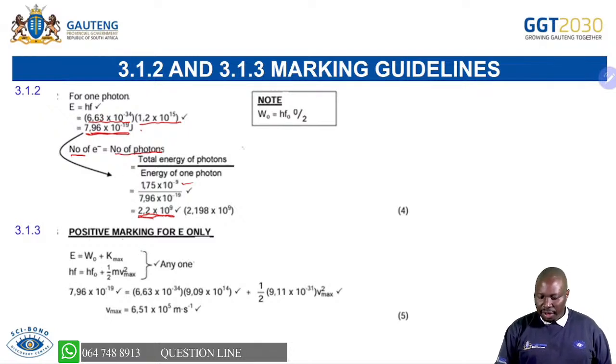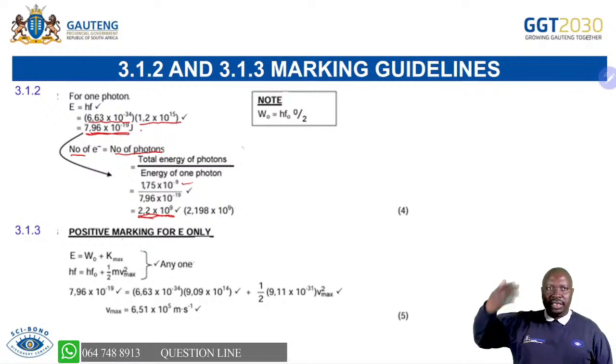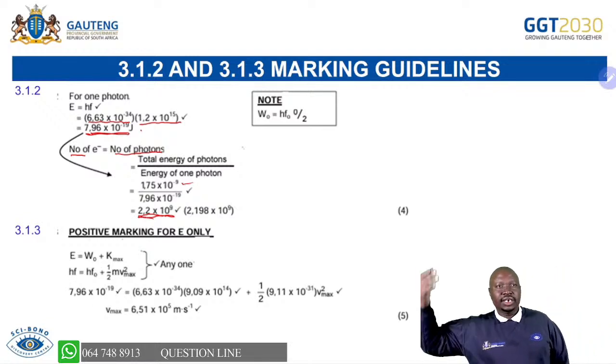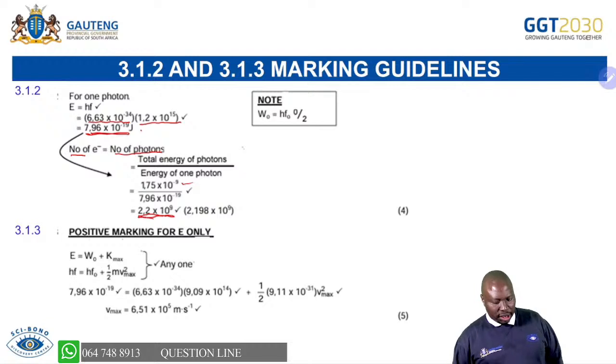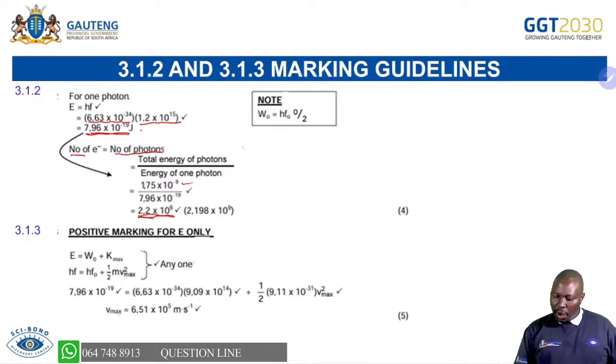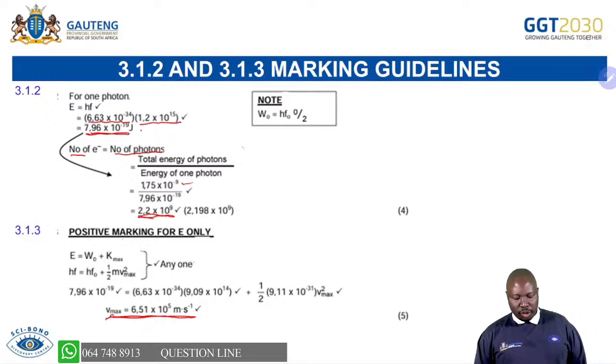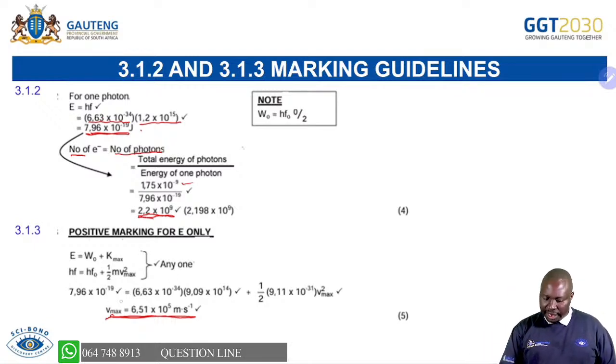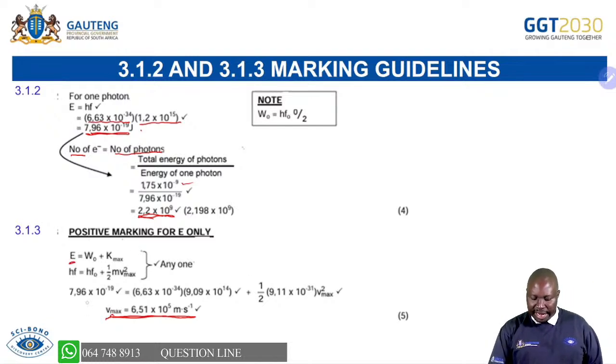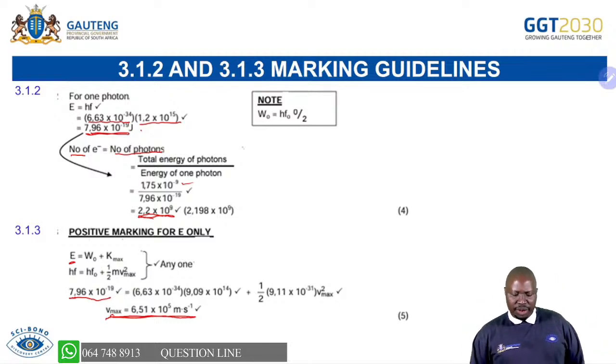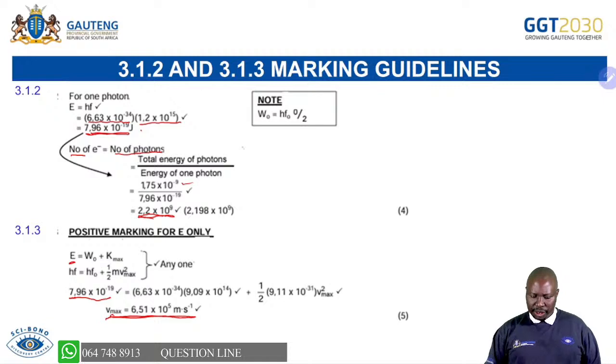Those are the number of electrons, because we are saying the number of electrons is equivalent to the number of photons. Now, on the last question, we were expected to calculate the maximum speed. Going to our equation, we were given the energy of a photon, which we calculated there as 7,96 times 10 to the power of minus 19. We use what is referred to as positive marking, to say the answer that you got there for the energy of one photon is the one that you use there.